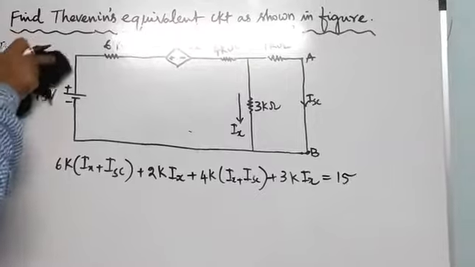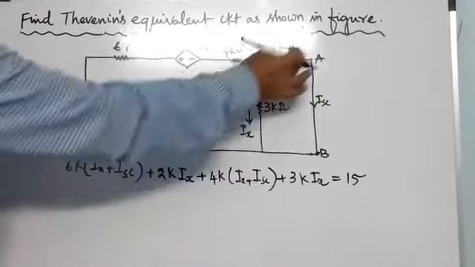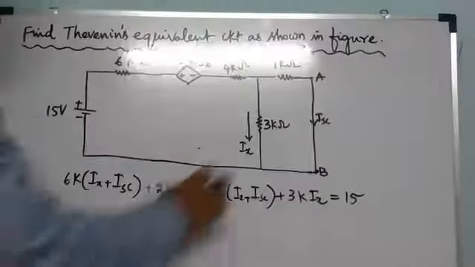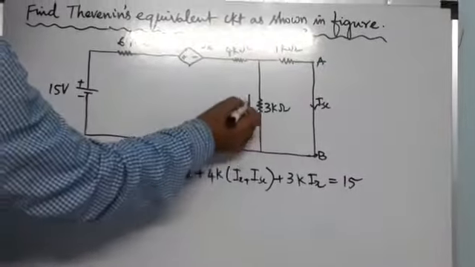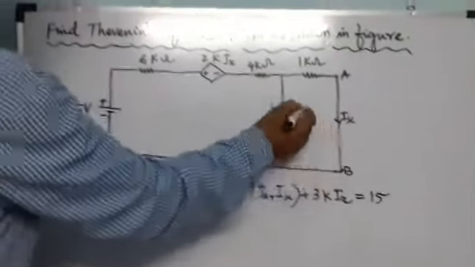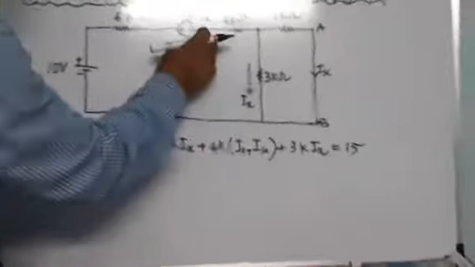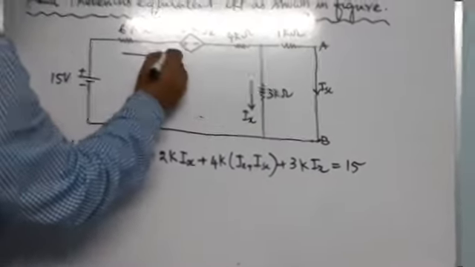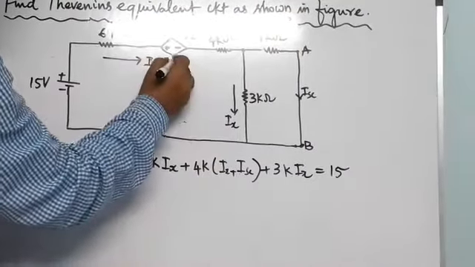So in this circuit, I shorted the AB terminals. It is assumed the short circuit current is flowing from A to B. Now in the circuit, Ix current is flowing, and here ISC current is flowing. This is a junction, where a current is divided into two parts. So the total current flowing here is the ISC current and the Ix current.